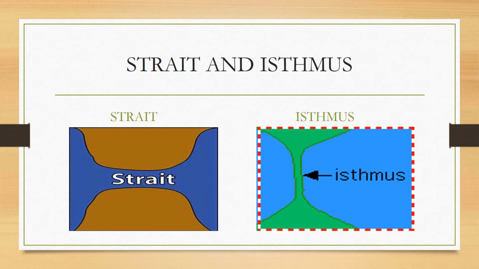On the right hand side is the diagram of isthmus. It is a narrow stretch of land which is separating two water bodies. So a strait is a narrow passage of water which separates two land masses. On the other hand, an isthmus is a narrow stretch of land which separates two large water bodies.